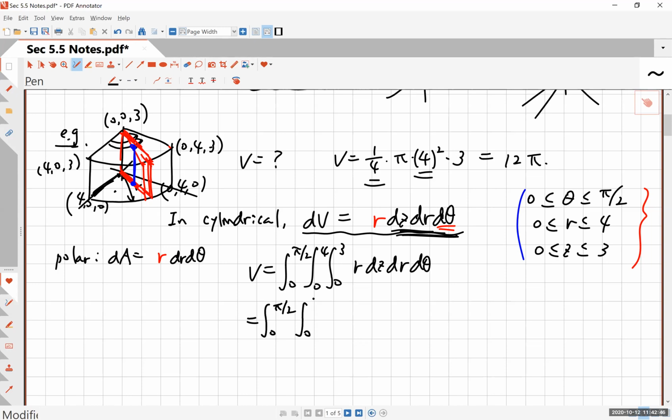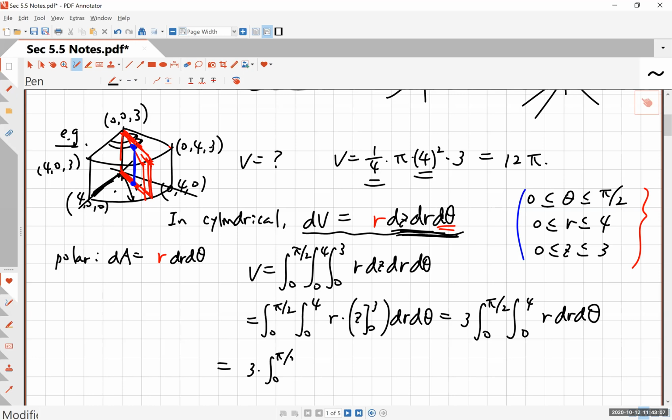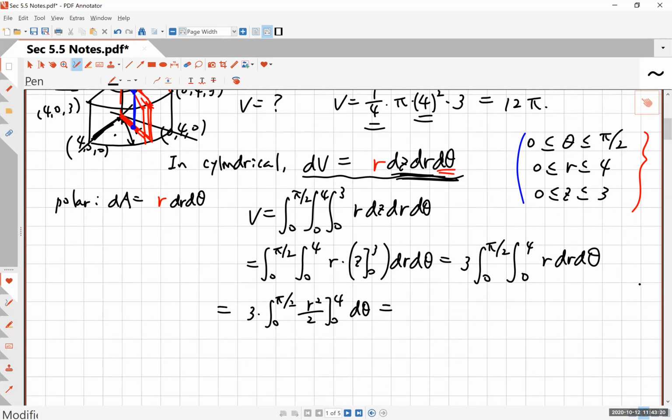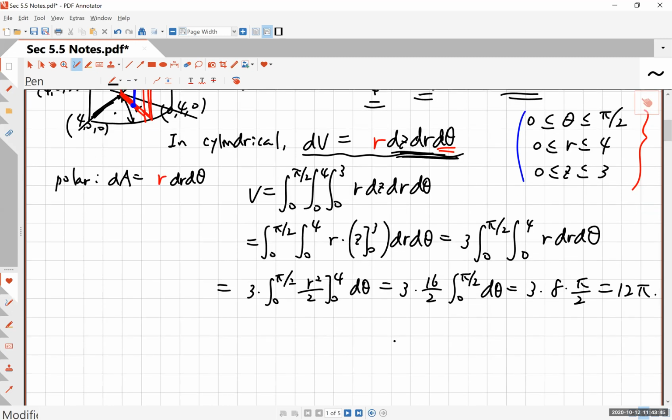All right, so this is going to be a very simple exercise. You have r and then z going from 0 to 3. Of course, that's just 3, and so let's take that out. You have 3, and then 0 to pi over 2, 0 to 4, and then you have r dr d theta. And so this is 3, 0 to pi over 2, and then you have r squared over 2, which is a very common thing for you to see when you evaluate triple integrals in cylindrical coordinates. So that's 16 divided by 2, that's 8. And then, of course, you just have pi over 2 at the end. So this is 3 times 8 times pi over 2, and you can tell this is 12 pi, as we expected. So really, there's not much that you need to do for a cylindrical coordinate system.